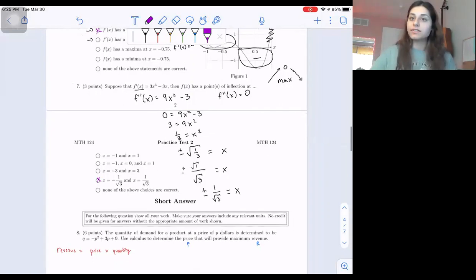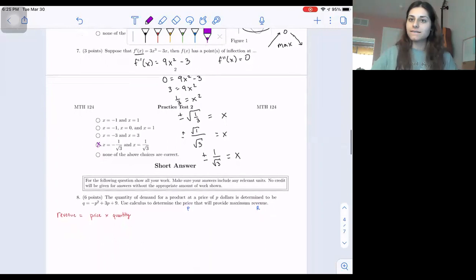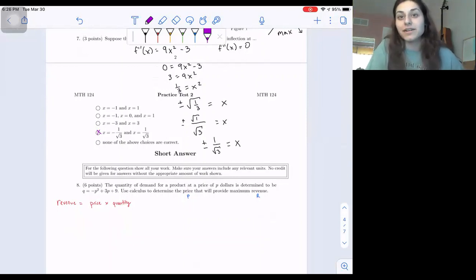All right, now we're going to move on to the short answer. Okay. The quantity of demand for a product at a price of P dollars is determined to be Q equals negative P squared plus 3P plus 9. Use calculus to determine the price that will provide maximum revenue.